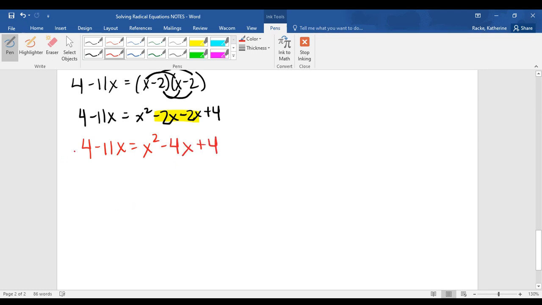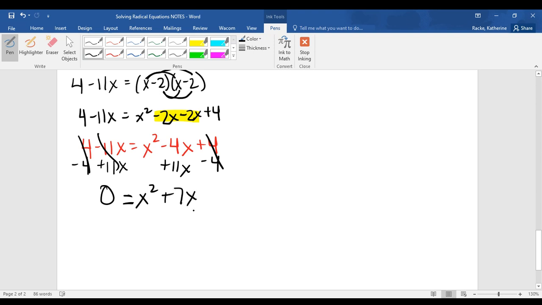Okay, so now I'm going to move this to the right side. I'm going to do that by subtracting 4. So I subtract 4, that cancels both of those out. I add 11x, cancels that out. So I get 0 on this side. I get x squared. -4 plus 11x will give me +7x. Okay, I have x squared plus 7x.